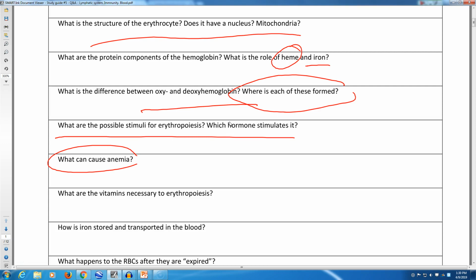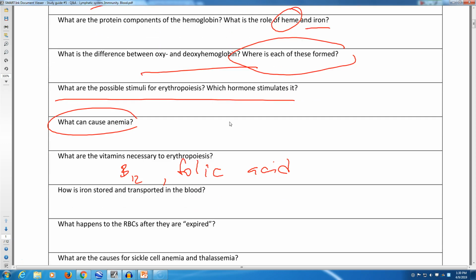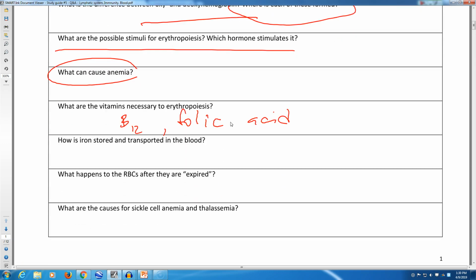Vitamins, 2 vitamins that I want you to know: B12, folic acid. These vitamins are essential for quickly replicating cells. Iron is stored and transported by transferrin, stored in a complex of hemosiderin. What happens to the RBC after they expire? They're destroyed by spleen.